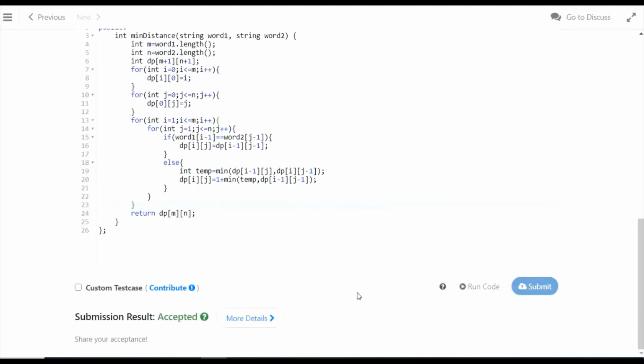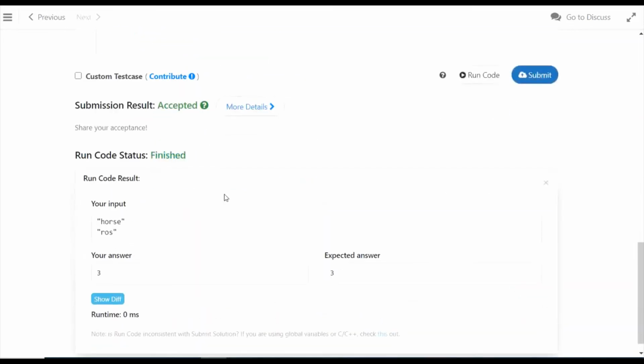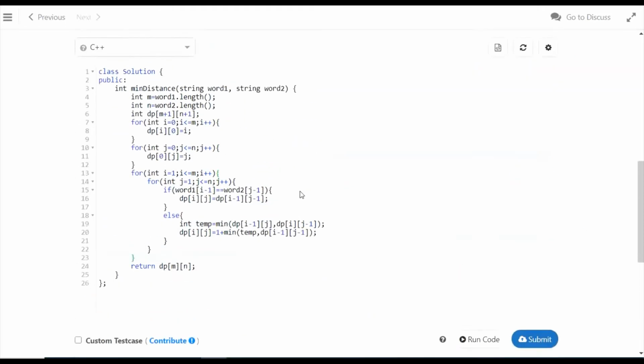So if I run the code, you can see it has been accepted, by the way. So 3, 3, so it is the same answer. So our algorithm is working perfectly fine. And this was the last question, guys.